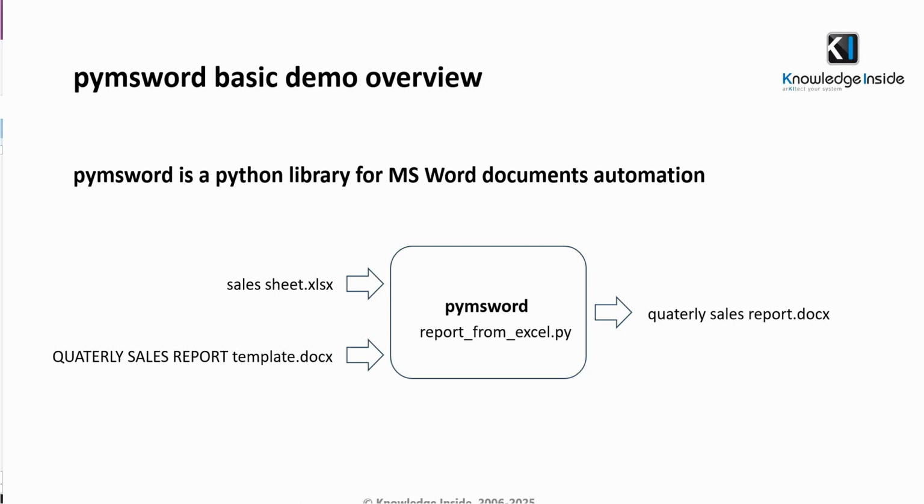This is pymsword, a Python library for Word document automation. Here is what we are going to do. Take an Excel file on one hand, combine it with a Word template, and then with the help of a small script where we make the link between the data in the sales sheet here and the template, together with pymsword, we are going to generate a sales report.